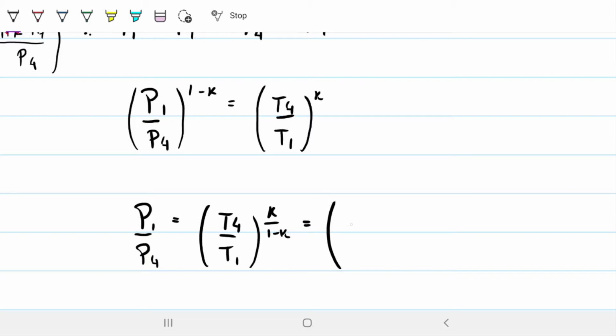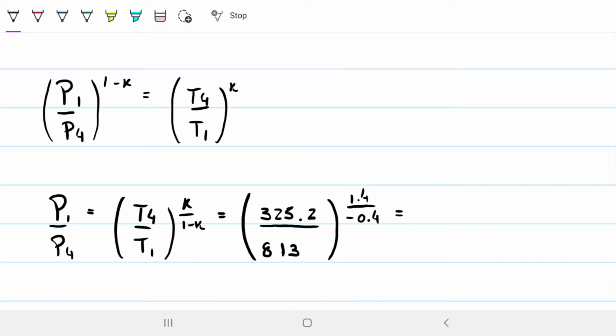Again, we know T4 is the lower reservoir, so 325.2 Kelvin. T1 is the upper reservoir, 813 Kelvin. And the exponent is 1.4 divided by 1.4 minus 1, so negative 0.4. And this is approximately 24.7.